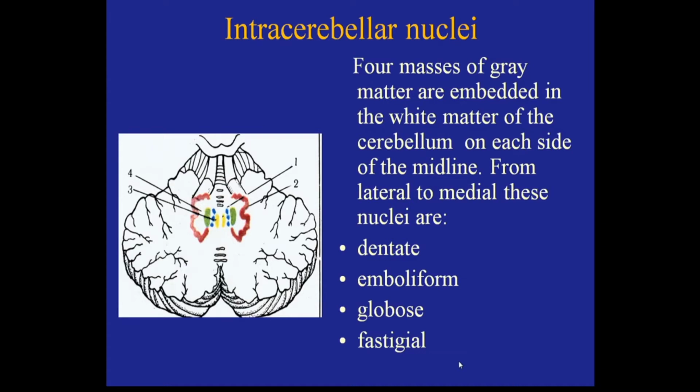Intracerebellar nuclei. Four masses of gray matter are embedded in the white matter of the cerebellum on each side of the midline. From lateral to medial, these are the dentate nucleus, emboliform nucleus, globose nucleus, and fastigial nucleus. In Latin: nucleus dentatus, nucleus emboliformis, nucleus globosus, and nucleus fastigii. The dentate nucleus has a very important role compared with the other nuclei, because all descending pathways start from the nucleus dentatus. On this picture, this nucleus has a red color.